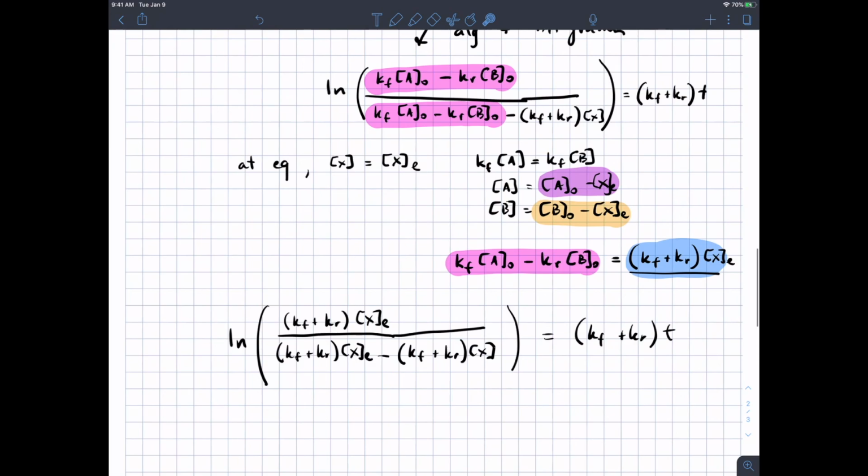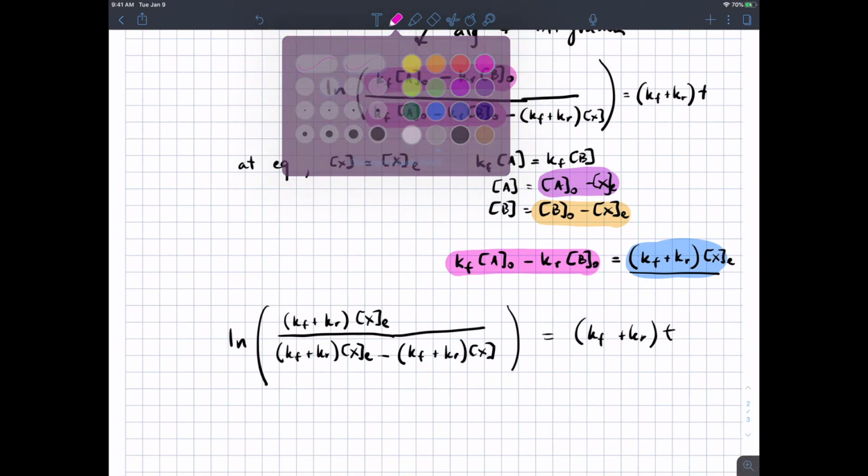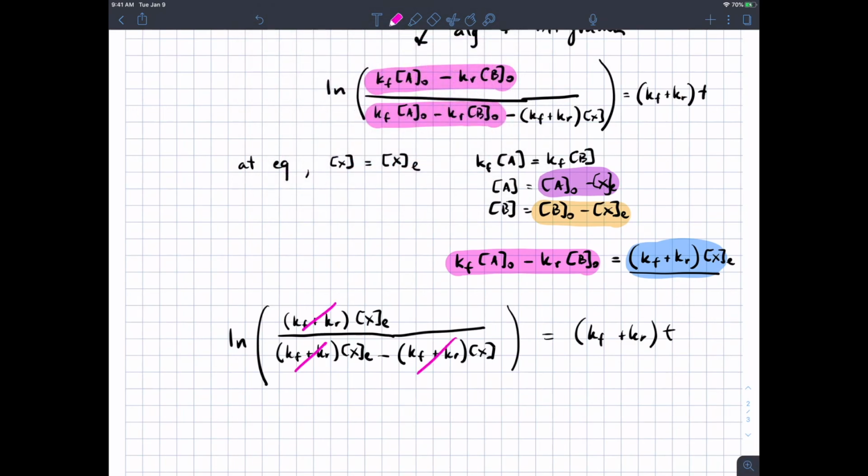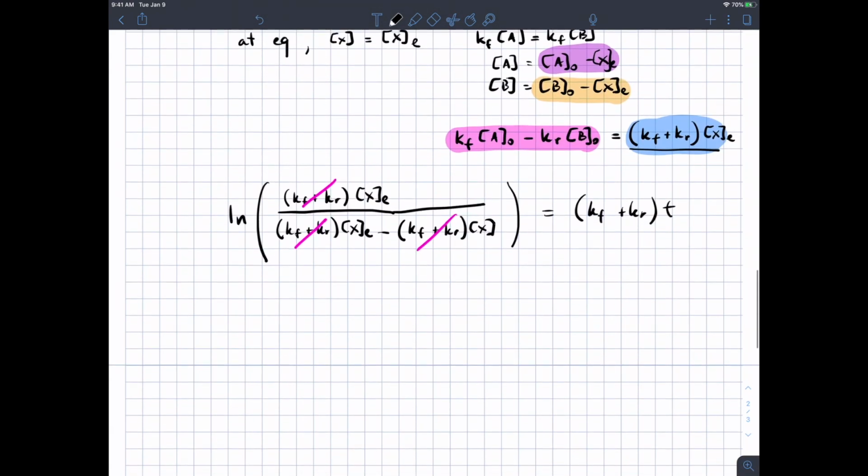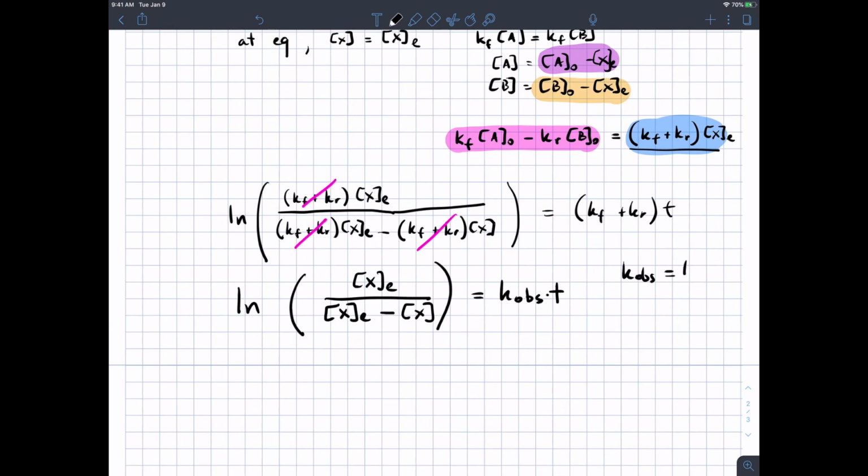But with this convenient substitution, we now cancel out the forward and reverse rate constants on the left-hand side of the equation. So now all we've got over here is extent of reaction at equilibrium, which we can measure, in the numerator, and in the denominator, again, extent of reaction at equilibrium, and then measured extent of reaction as a function of time. And the rate constant is just K obs times T, where K obs equals forward rate plus reverse rate.